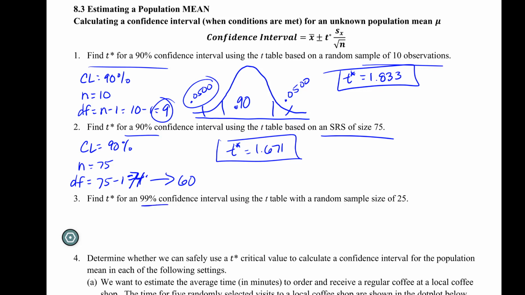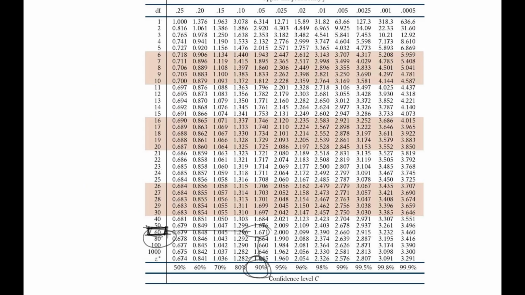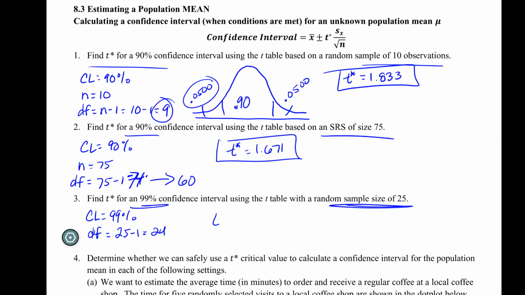Last one, T-star of a 99% confidence interval with a random sample of 25. So I have a new confidence level. That means I need to look at a new column based on the bottom row. And then I have a degrees of freedom of 25 minus 1. So I'm looking in row 24. Let me see, do we have 24? Yes, we do. And then do I have 99%? Yes, I do. So we look and see, all right, where do these two intersect? And they intersect right there at 2.797. That's my T-star.